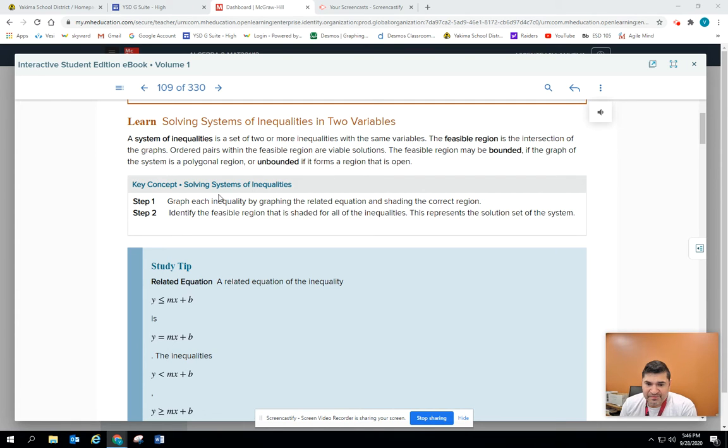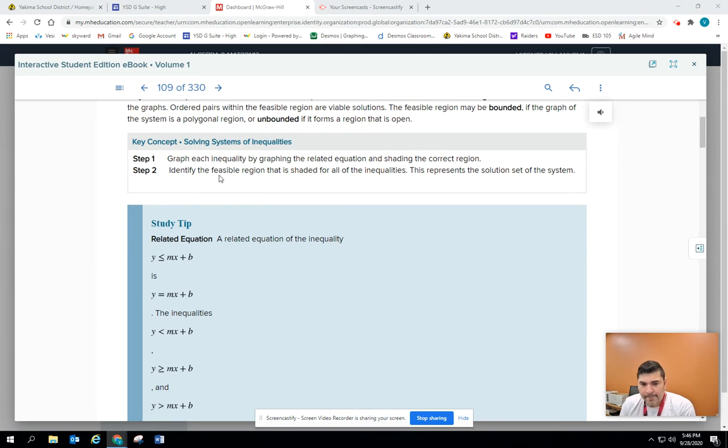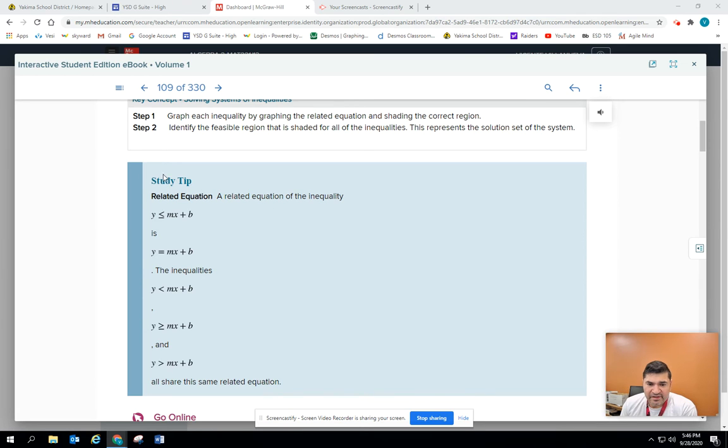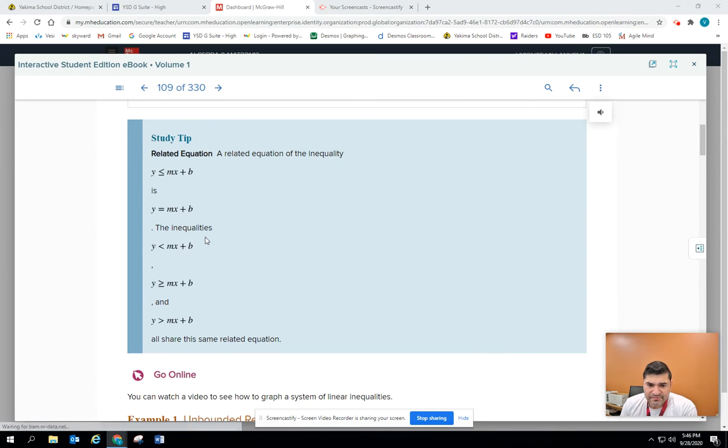So, the key concept to solving a system of inequalities. Step 1, graph each inequality by graphing the related equation and shading the correct region. Step 2, identify the feasible region that is shared for all of the inequalities. This represents the solution set of the system. And they give you a study tip here.